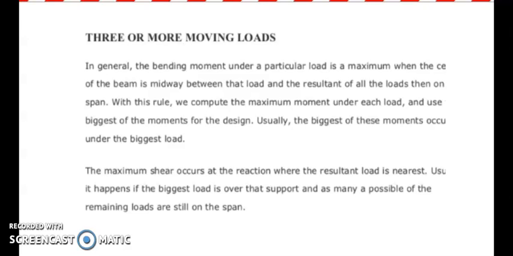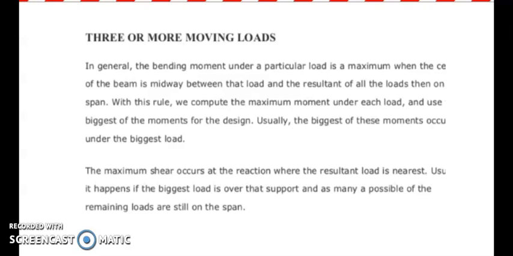So if there will be three or more moving loads, we have to compute the maximum moment under each load. Then the biggest value of the maximum moment will govern the design, meaning it will be used in the design of that particular element of a certain structure.